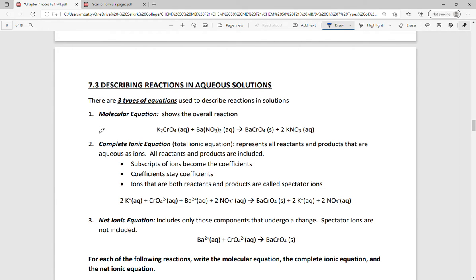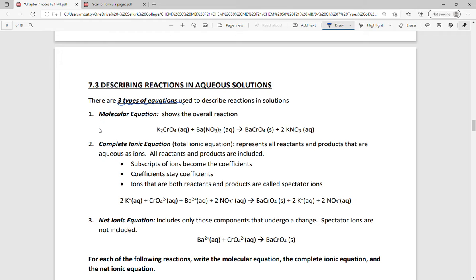So hopefully you've mastered the idea of balanced chemical equations and this first pattern of double displacement. Before we get into the next driving force of chemical reactions, we're going to talk a little bit about different kinds of equations that you can actually represent reactions with. So, 3 different types of chemical equations.